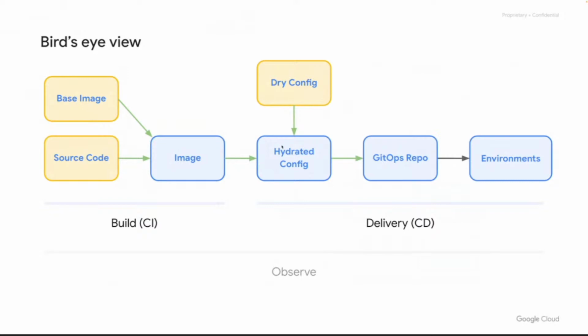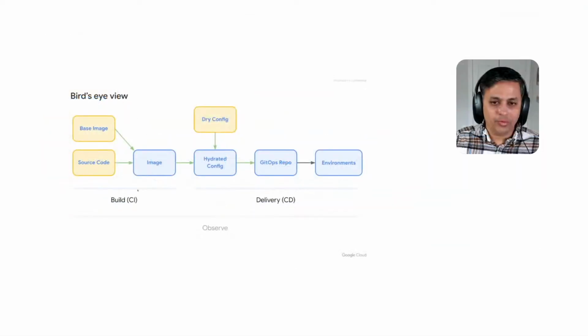Since it's GitOps, we have also implemented a pattern of separating the dry configuration from the hydrated configuration. We use Kustomize for dry configuration, which is a template-free way of setting up configuration for your applications. Our dry configuration resides in a dry configuration repo. When a new image is available, we hydrate the dry configuration with the image and create a hydrated configuration, which is then pushed to the GitOps repo. From then the GitOps workflow takes over and distributes that configuration across a fleet of clusters. So that's a very high-level overview of the notional pipeline that we have.